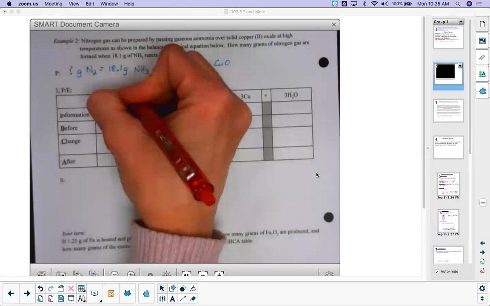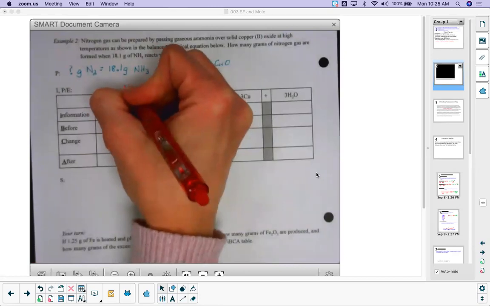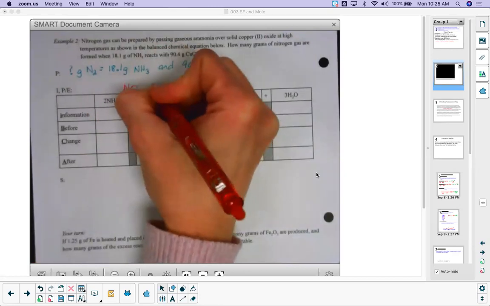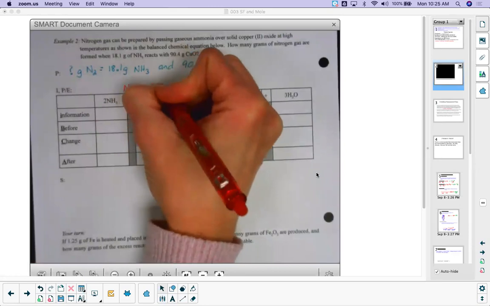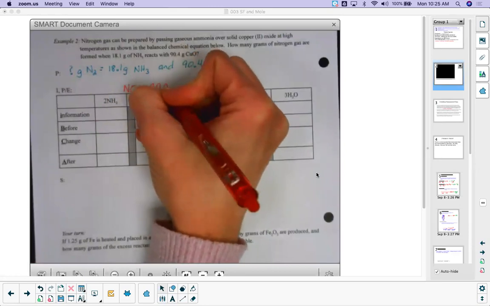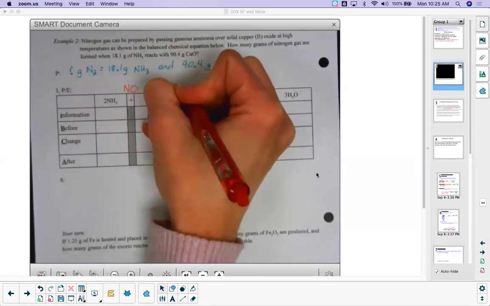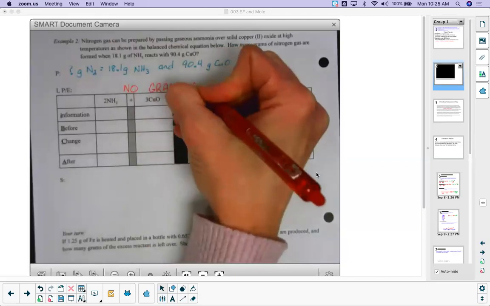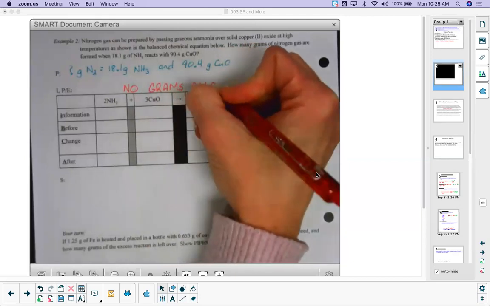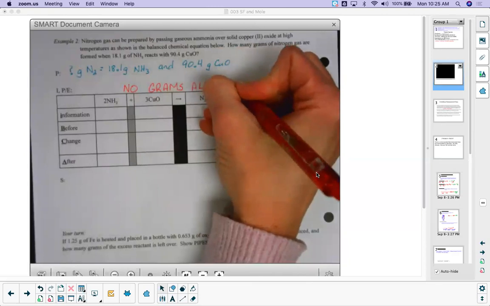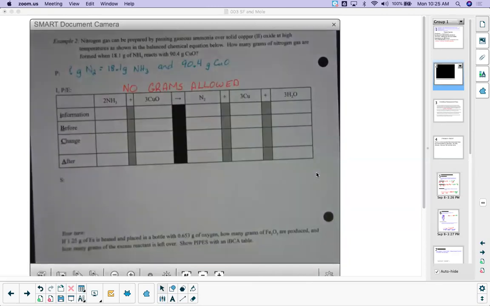Now we're going to write a big red reminder. This is a clubhouse. No grams allowed. So I cannot take that 18.1 grams and that 90.4 grams and just plunk them into my BCA table. It is a clubhouse. No grams allowed in the club.